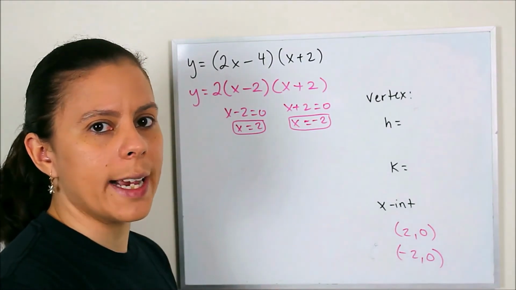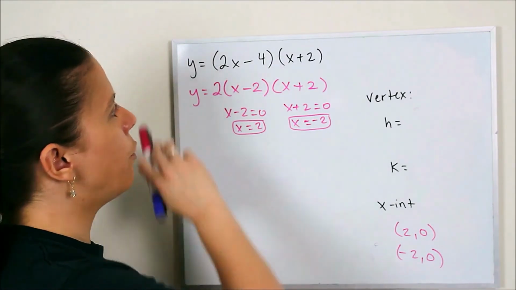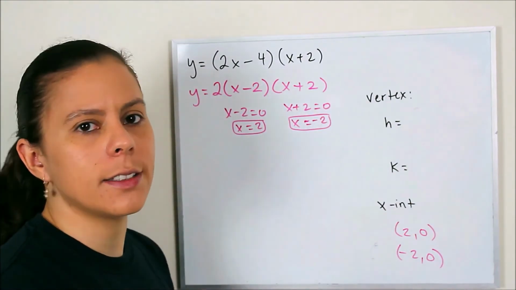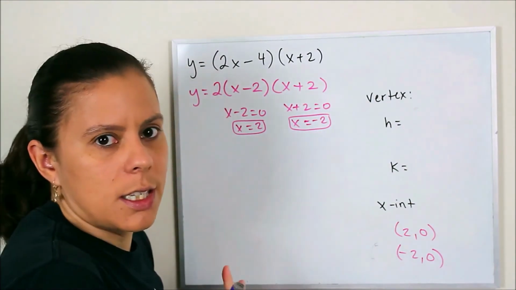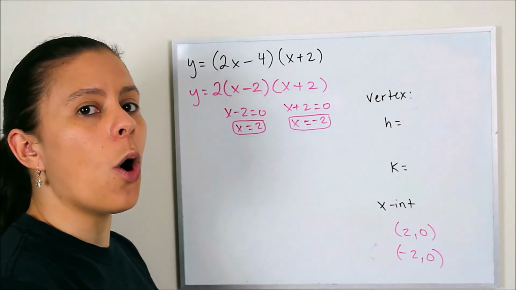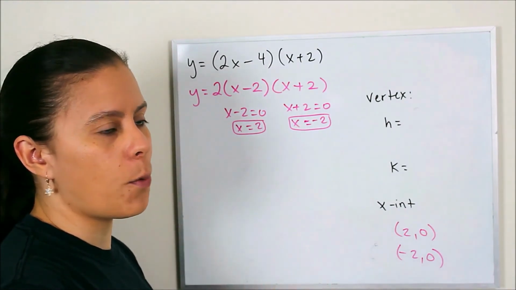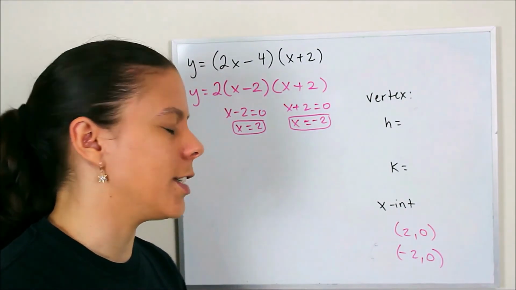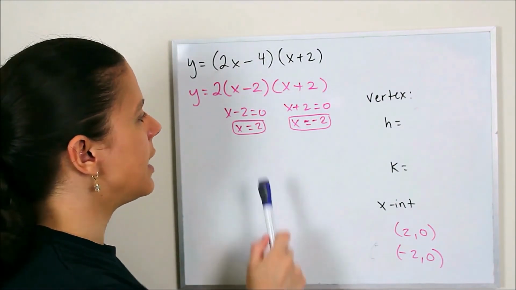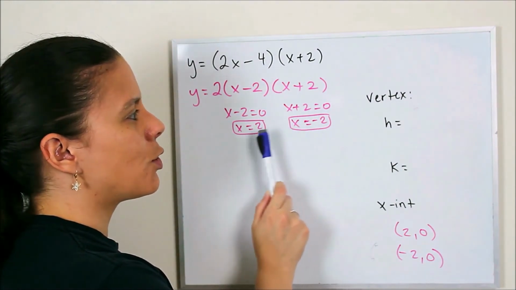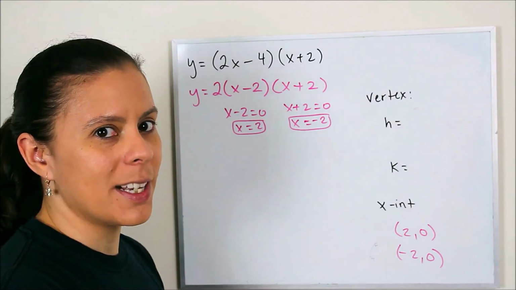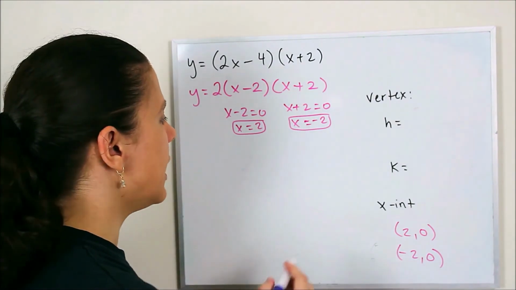Well, I can do it 2 ways. I can either go back and FOIL the whole thing and find the standard form, pretty much the same thing that we did in the previous exercise, or we can do it a second way, which is kind of a hack I'm going to teach you today, and that is finding the midpoint between the 2 x-intercepts. And why is that? Well, let's graph it real quick.